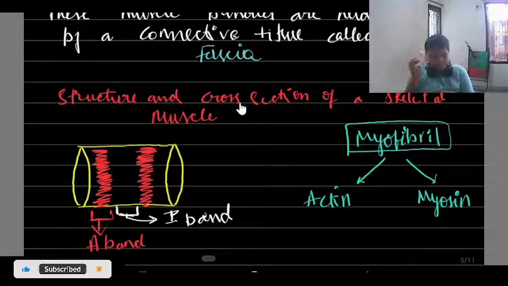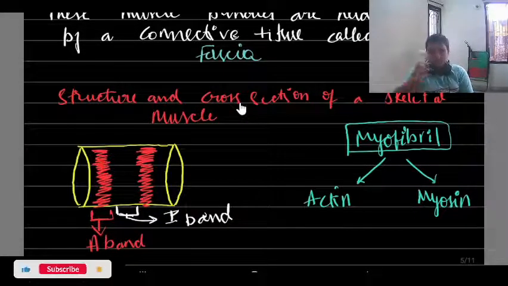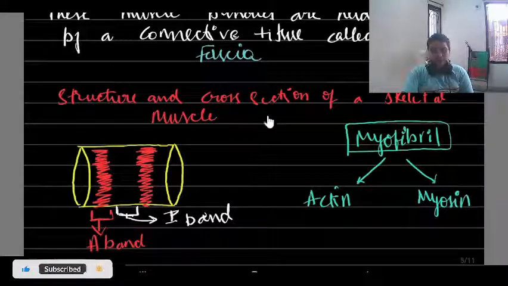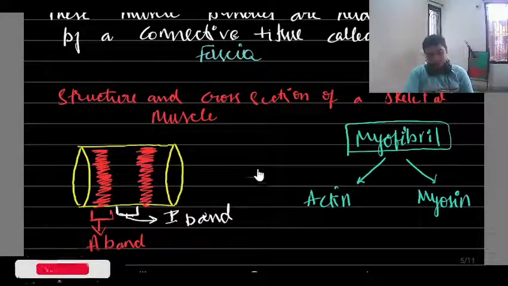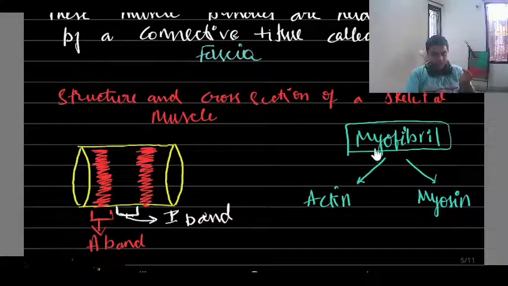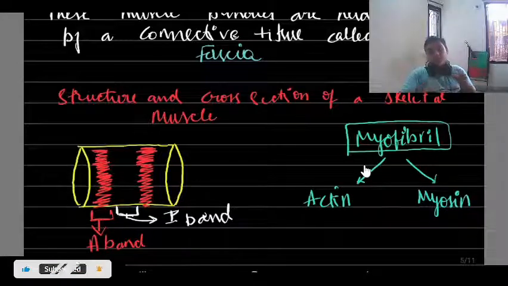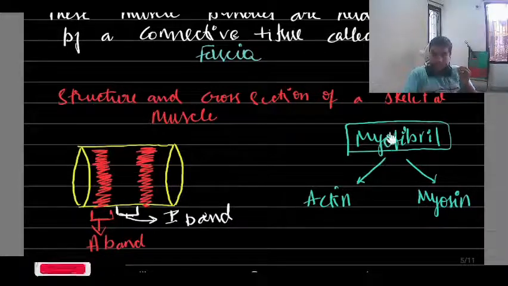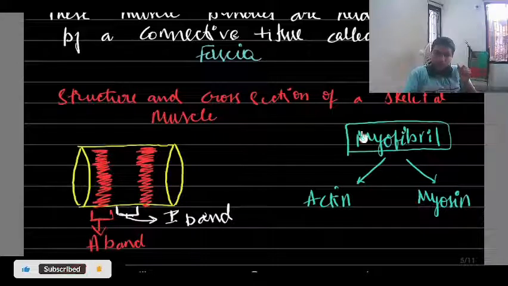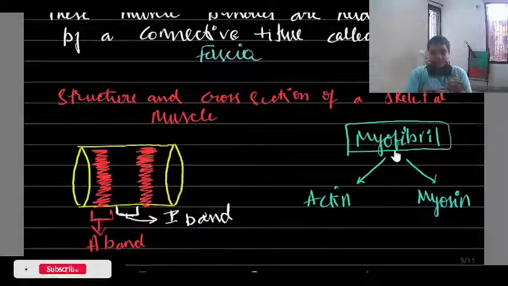Let me tell you one thing. There is the myofibril, which you have to study as an introductory part of the skeletal muscle. Skeletal muscle is made up of myofibers, and these myofibers are made up of myofibrils. Myo means muscle. Anything related to myo means muscle. Any word like that, you remember, is related to muscle.